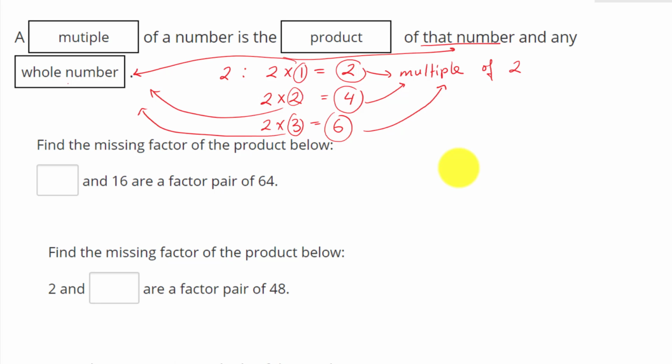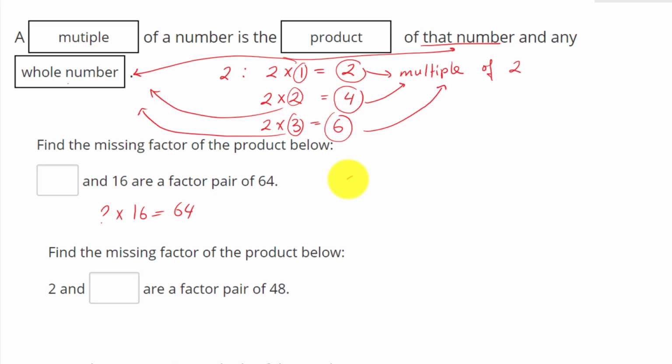Let's do some practice problems. Find the missing factor of the product below. Blank and 16 are factor pairs of 64. So what number multiplied by 16 equals 64? So question mark times 16 equals 64. In order to solve this problem, you have to be really good with your multiplication table.